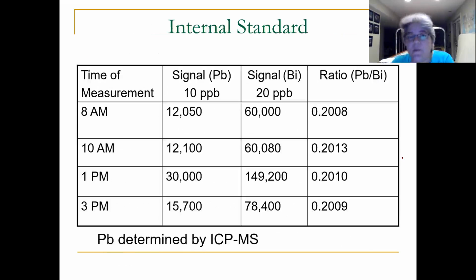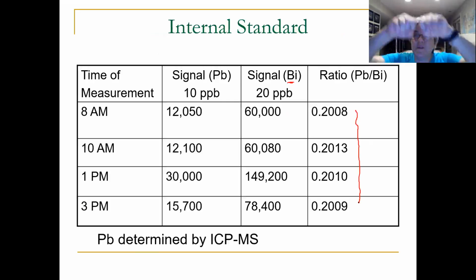Okay, so in this example I gave you, the lead jumping all around. So then the internal standard here is the bismuth. Now, notice the numbers for bismuth. They're jumping everywhere too, up and down. But notice the ratio between the two. The ratio is very consistent. So when one goes up, the other goes up. They're always going together. And so the ratio gives you a very nice measurement.